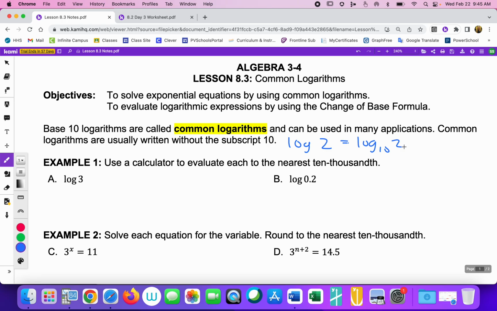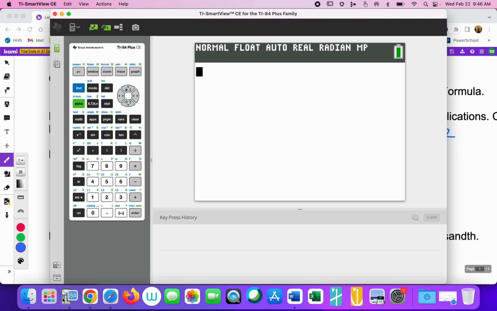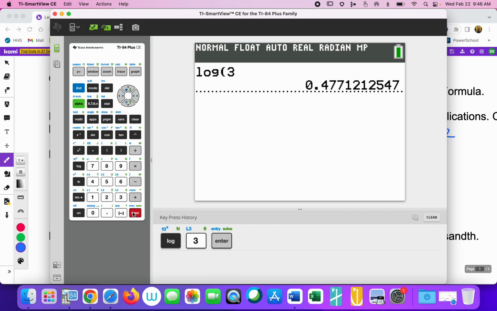Okay. So to start off with, just very easy problems. We're gonna use a calculator to evaluate each of these to the nearest 10,000th. How many decimal places is that? 10,000th. It's 4. Okay, so 4 decimal places after the decimal point. So for these first two, all I'm asking you to do is log of 3. Now, if that's the only expression, you technically don't have to close off the parentheses. It's not going to matter. Okay. So 4 decimal places.